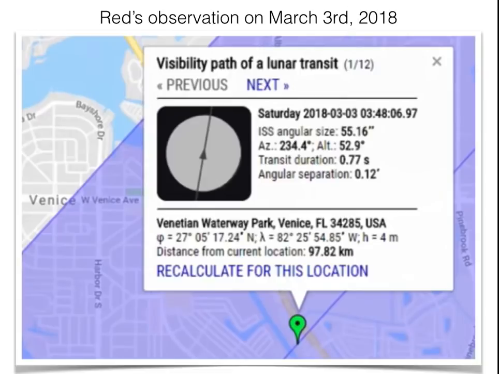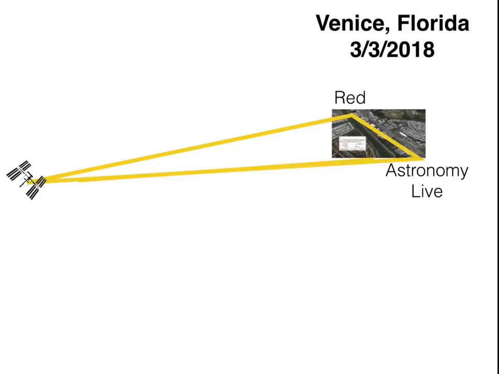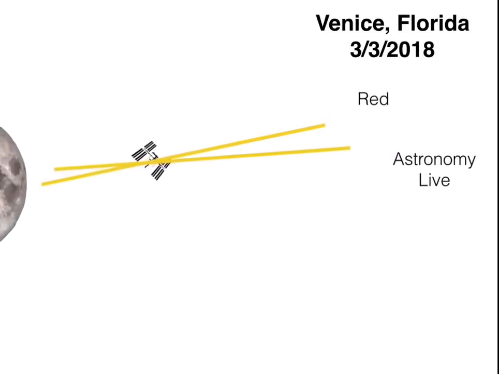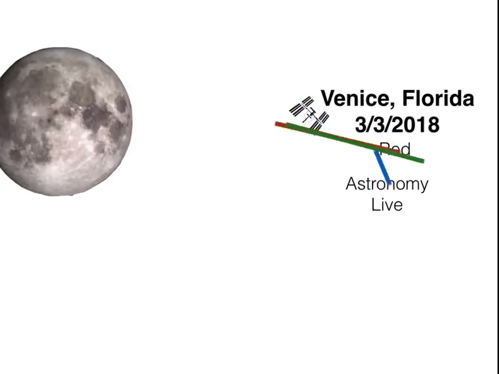So Red used this information when he did a paired sighting with Astronomy Live, and he made a video about it. So here was his baseline, and again they were looking at the ISS. So this produced parallax against the distant moon. All right, so let's take a look at that triangle.